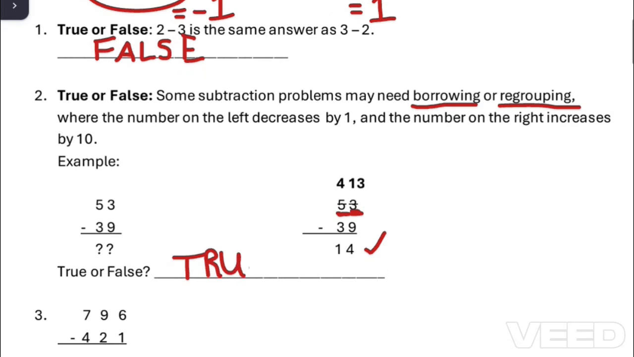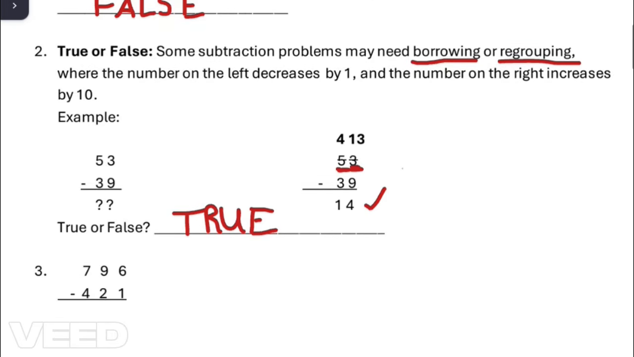Absolutely true. Subtraction may sometimes, not all the time, involve borrowing or regrouping, and that's what this process is called. The number on the left, the 5, went down by 1. It went down to 4. 5 minus 1 is 4. And the number on the right, the 3, increased by 10. 3 plus 10 is 13.